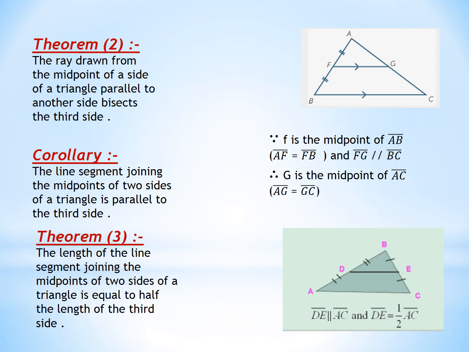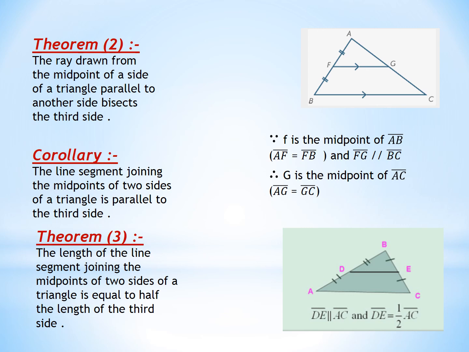بيقول لي since F is the midpoint of AB على الفيجر اللي موجود قدامي، يبقى بيخلي AF equal FB and FG parallel BC. في الحالة دي بعد ما كان since F is the midpoint يبقى therefore G is the midpoint of AC، يعني AG equal GC. الـ corollary adds: the line segment joining the midpoints of two sides of a triangle is parallel to the third side. يعني لو في line segment joining between two midpoints of two sides of a triangle هتبقى parallel للثيرد side.